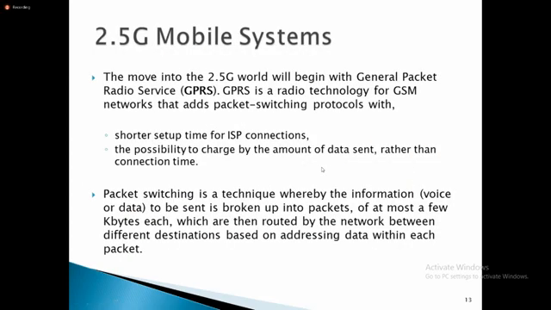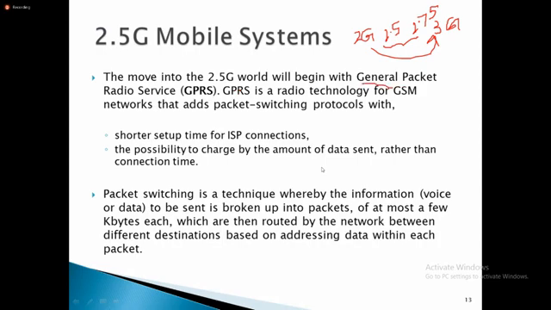Then 2.5G. So we are moving from 2G to 3G. When you move from 2G to 3G, there are two intermediate steps, 2.5G and 2.75G. These are the transitional stages when moving from 2G to 3G. Okay. So the move into the 2.5G world began with GPRS.